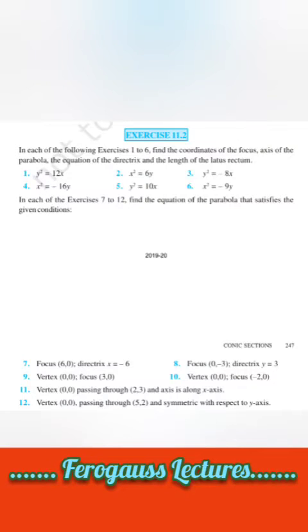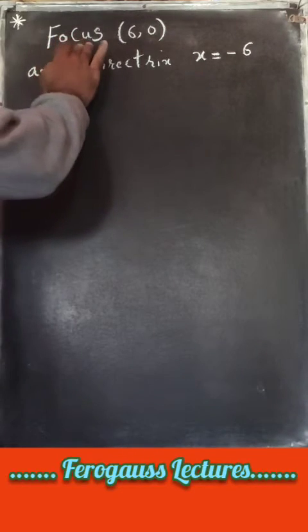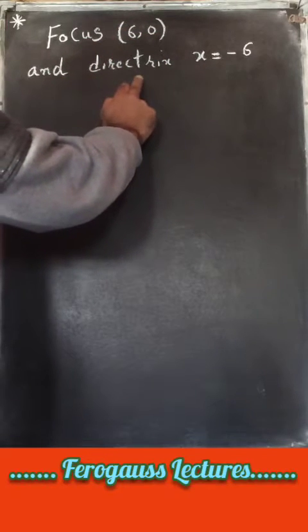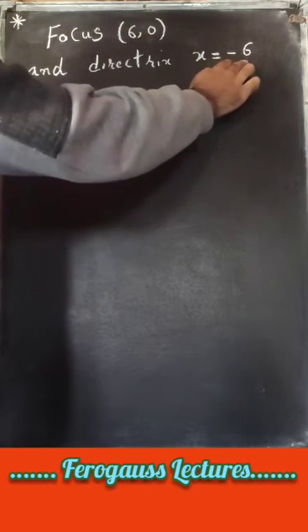Now let us take one more question. Here we have to find the equation of the parabola when the focus of the parabola is (6, 0) and the equation of the directrix is x equals -6. Let us find the equation of the parabola. Here the focus of the parabola is (6, 0) and the directrix is x equals -6.